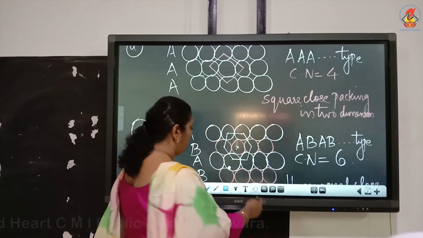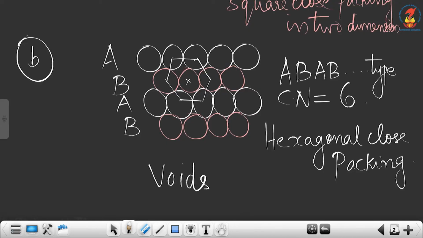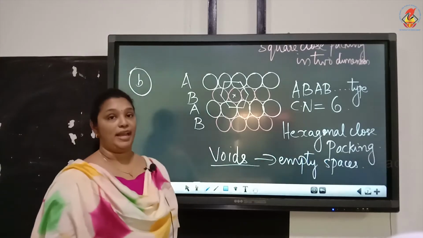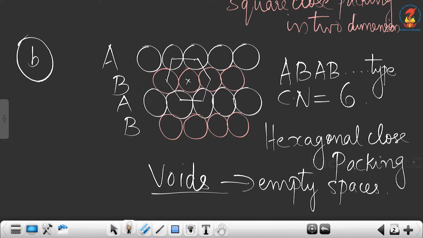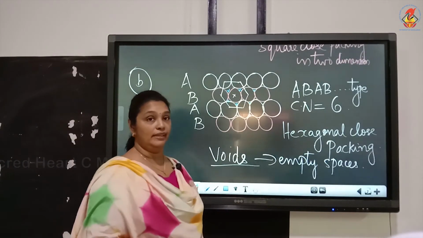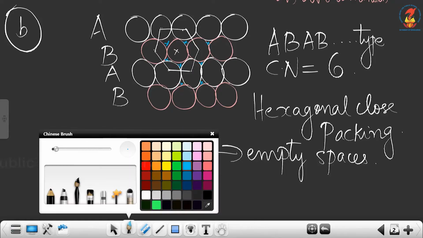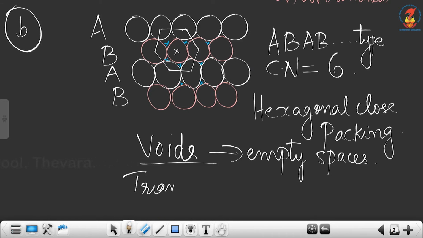Okay. Now again you are going to see a new term or a word that is called voids. Now voids means the empty spaces present in packing. So you can see here these are all voids, these empty spaces. All these are voids. Now, you can see in hexagonal close packing, the shape of the void is triangular. So in hexagonal close packing, we have triangular voids.